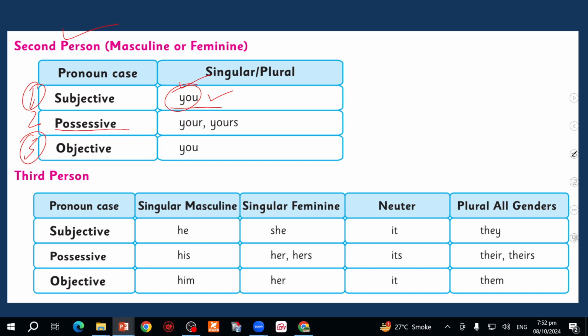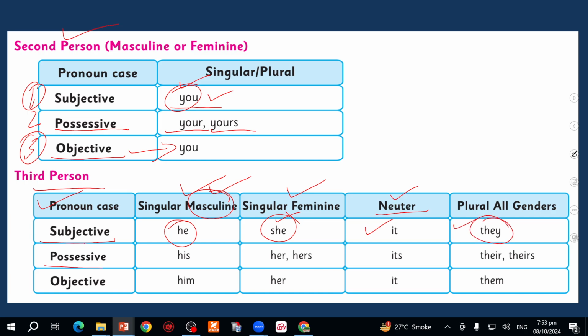Possessive becomes your or yours, and the objective case will be you. For third person, we have pronoun cases like subjective, he. This is for masculine, for males, and we know that she is used for singular feminine. We have neutral as well when we are referring to inanimate objects. And when we are using plural, for all genders, then we are using they.